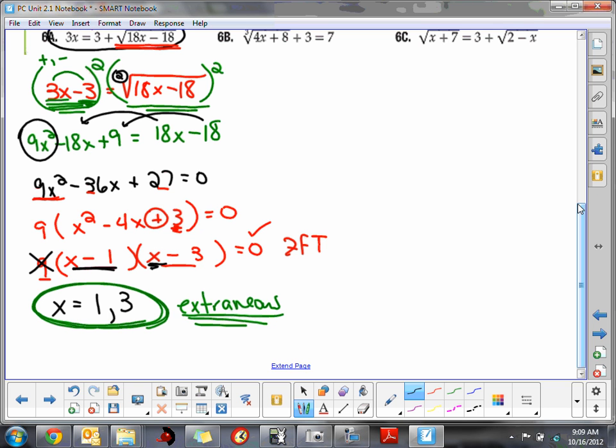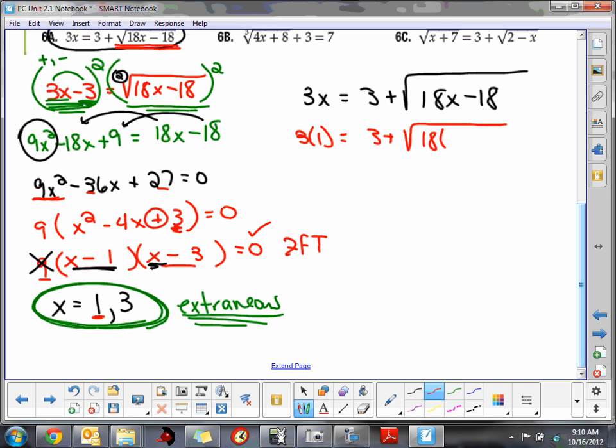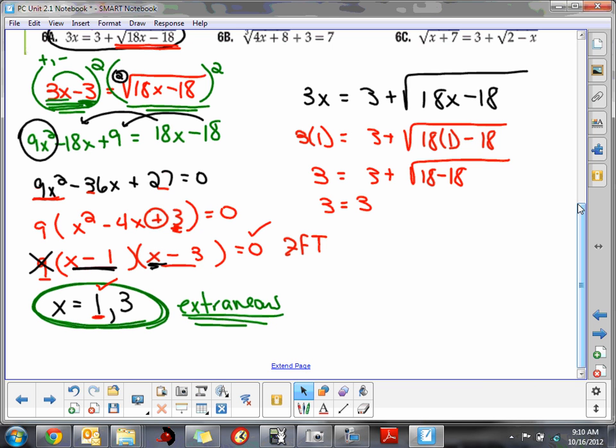So what are we saying we have to do? Basically, we have to take our original equation, 3x equals 3 plus square root of 18x minus 18, and we got to plug in our solutions to make sure they work. So I'm going to plug in this 1. This is 3 times 1 equals 3 plus the square root of 18 times 1 minus 18. And this is 3 equals 3 plus the square root of 18 minus 18, which is 0, and the square root of 0 is 0, so 3 equals 3. I've just confirmed that 1 is a solution to this radical equation.